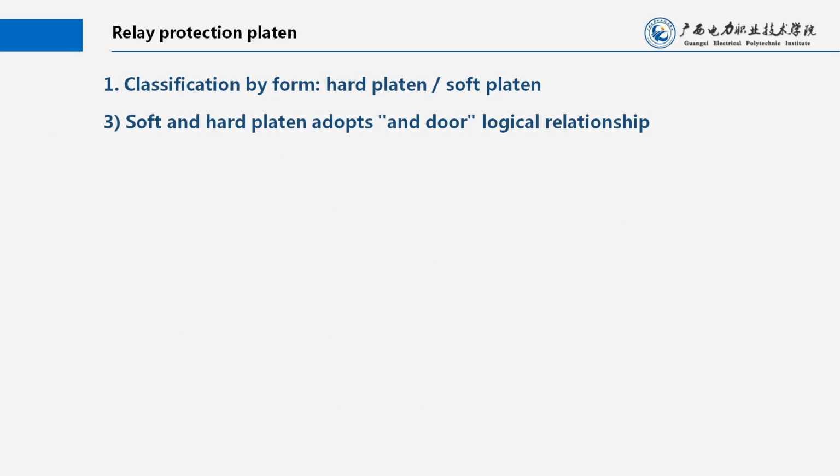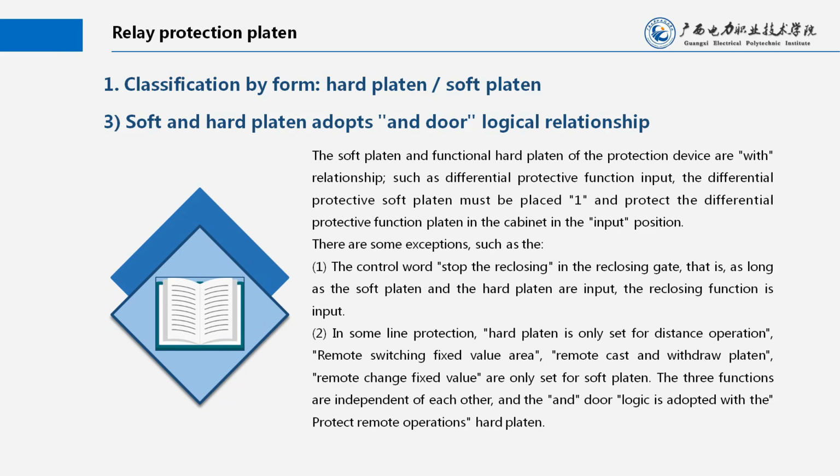Three. Soft and hard platen adopt an AND logical relationship. The soft platen and functional hard platen of the protection device are in an AND relationship, such as differential protective function input. The differential protective soft platen must be placed at 1 and the differential protective function platen in the cabinet must be in the input position. There are some exceptions, such as the control word stop reclosing in the reclosing gate, that is, as long as the soft platen and the hard platen are input, the reclosing function is input.